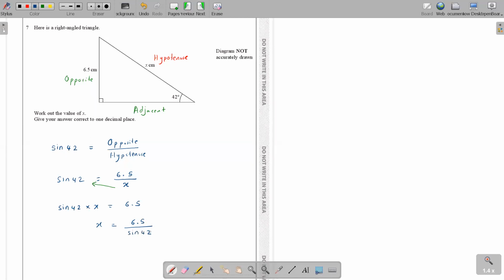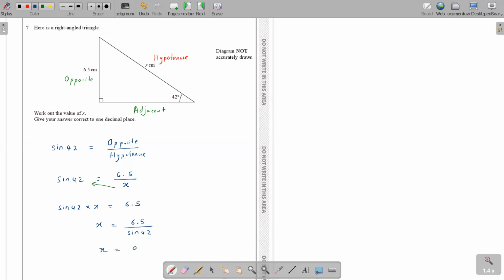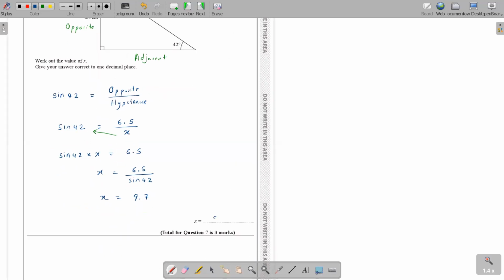So it's a matter of typing it in the calculator and actually getting the answer. So we get here 6.5 divided by sine 42, and we end up getting 9.714. So correct to one decimal place, x is 9.7, right? So x equals 9.7. So make sure you show the working, because you get 3 marks, and those marks depend on the working that you show. Okay.